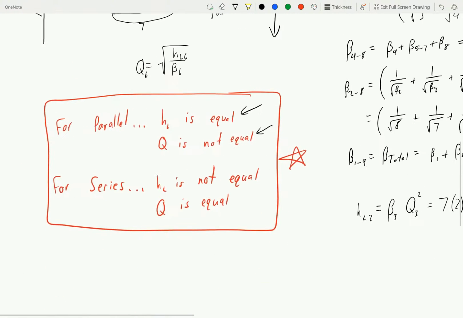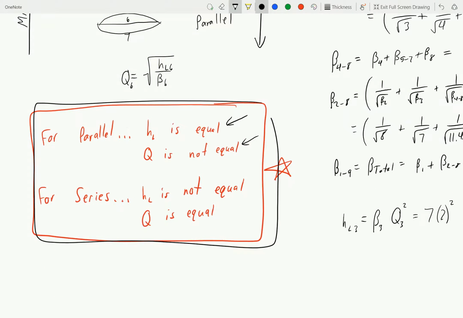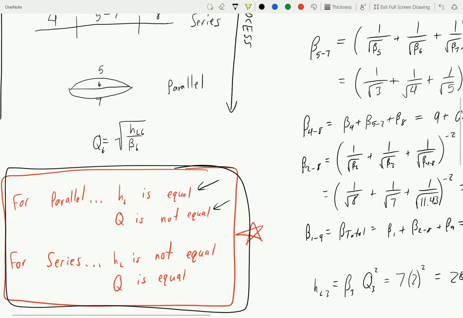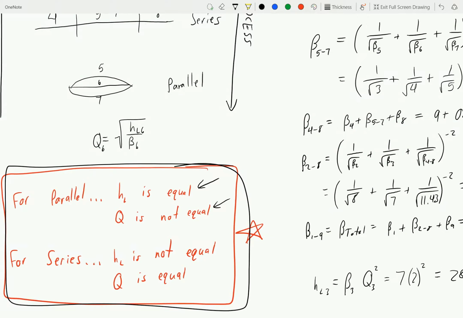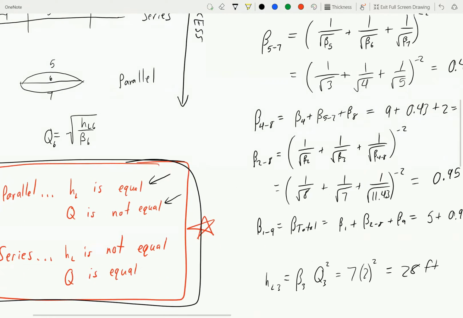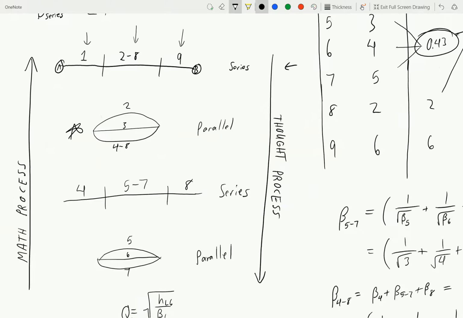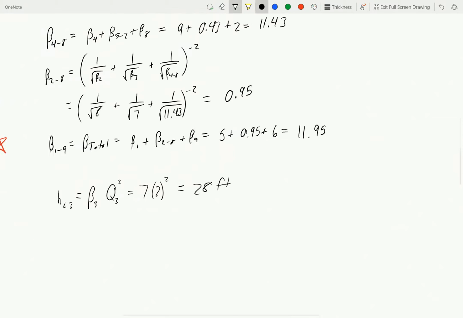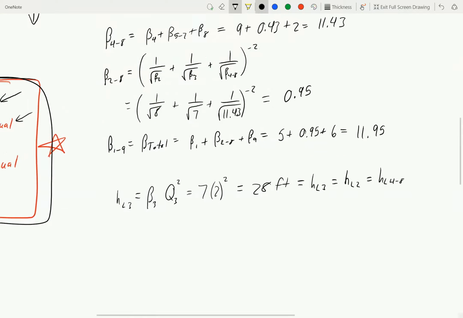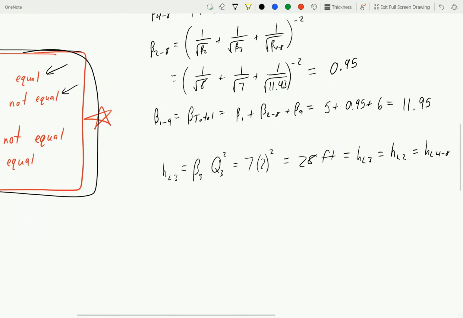And again, if we remember here, in this table that I've made, when things are in parallel, the head loss is the same. So if we're looking at this thing right here, if the head loss through 3 is 28, that means the head loss through 2 is 28, and the head loss of 4 through 8 is also 28. So we can write that as the head loss of 3 is equal to 28, which is also equal to the head loss of 2, which is also equal to the head loss of 4 through 8.